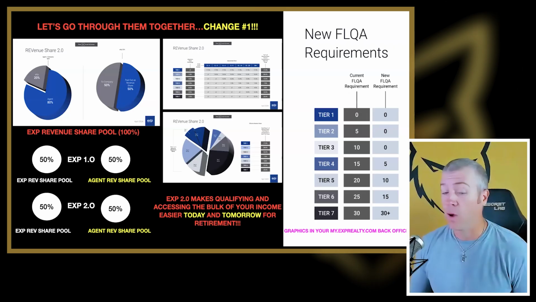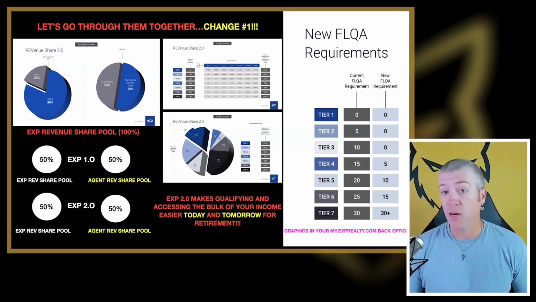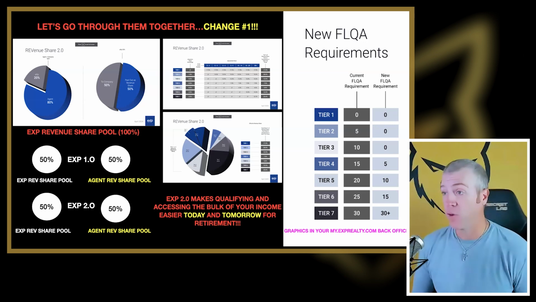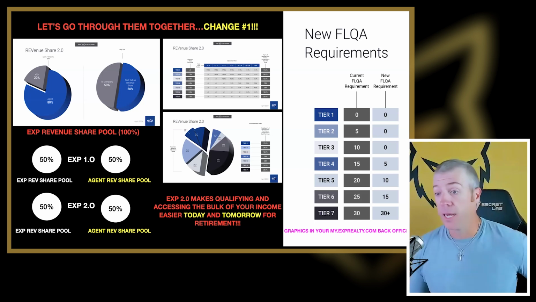After the 2.0 launch, it's still the exact same thing. The rev share pools are the exact same. eXp doesn't take $1 more, $1 less, and the rev share pool is not $1 more, $1 less. All they're doing is they're changing the way the rev share pool is being messaged out there, giving us easier messaging. The big change right here, number one, is that they're making it a lot easier for you guys to open up your tiers. So let's take a look over on that right-hand one, the big graphic on the right.